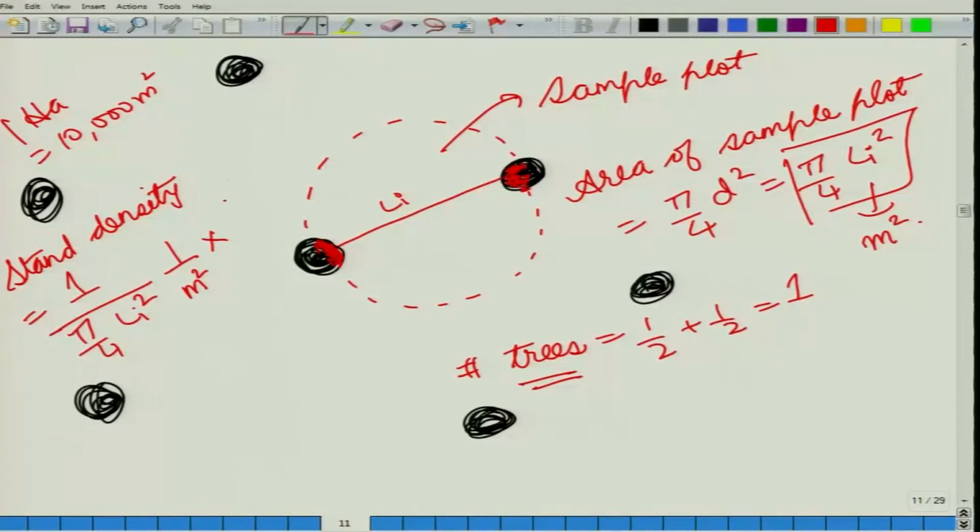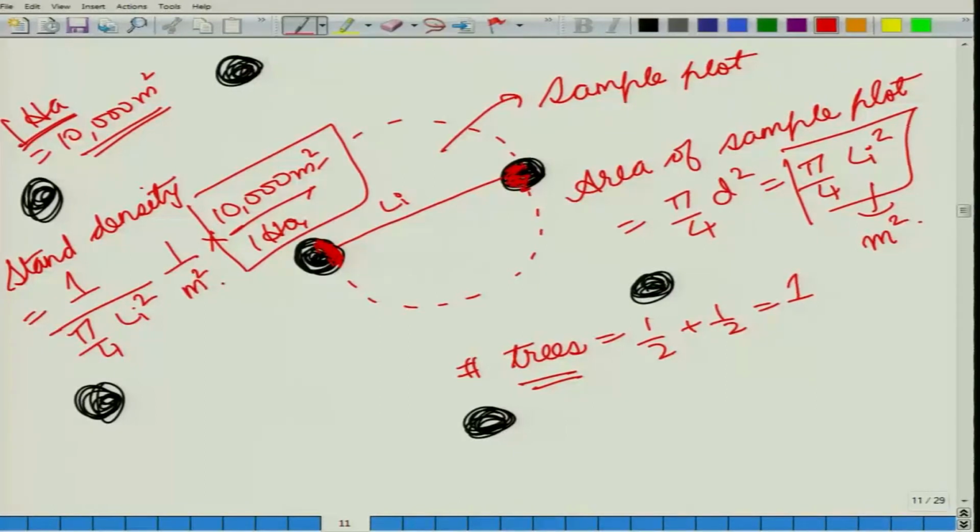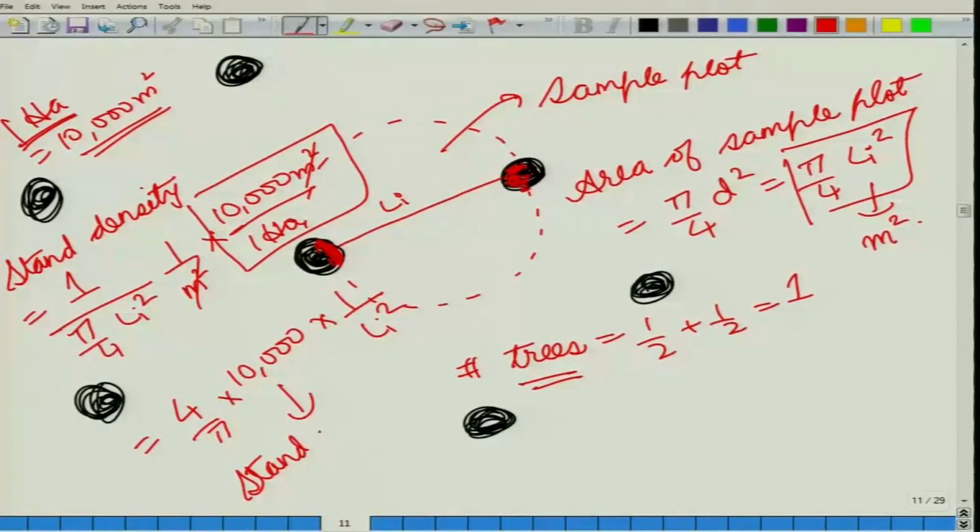So, let us multiply it by 10,000 meter square by 1 hectare. Because 10,000 meter square and 1 hectare are one and the same, this value is 1. Now, cancelling out meter square and meter square, we get 4 by pi into 10,000 into 1 by Li square. So, this is the number density or the stand density in number of trees per hectare. So, the unit is 1 by hectare.